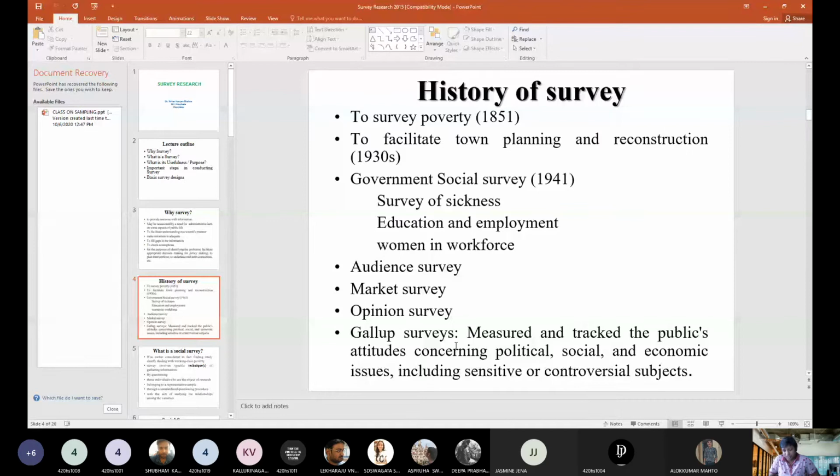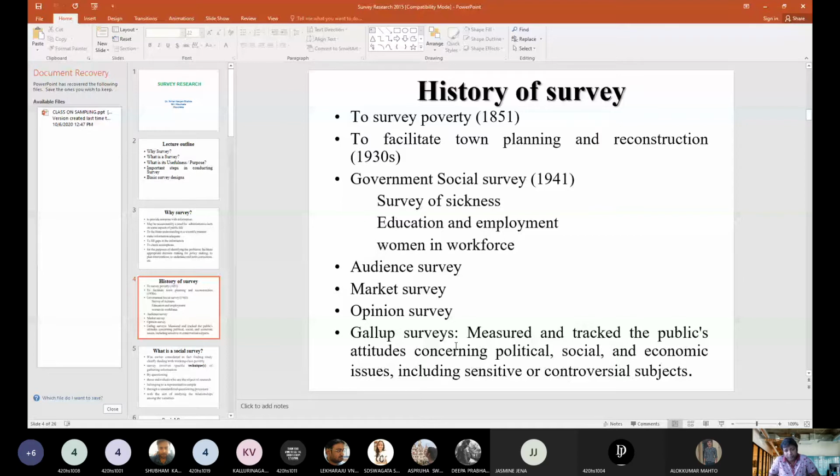Suppose the Hathras case happened in Uttar Pradesh. There an organization can do a very quick survey to measure and track the public's attitude and perception of that incident. What exactly does the public feel?